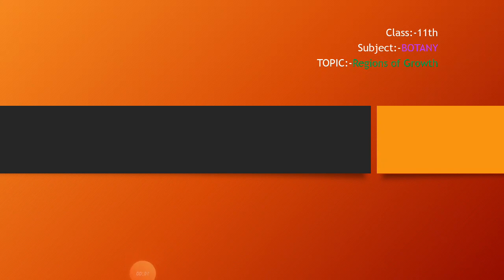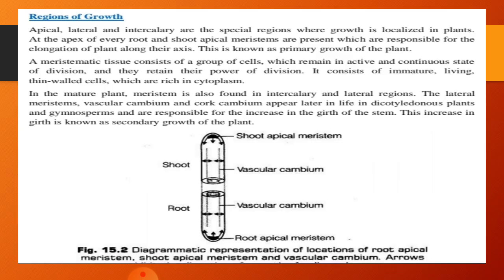11th class, our today's topic of botany is regions of growth. Dear students, as you know, we have dealt lastly with growth and development. You know what growth is; we have defined it already. Growth is the irreversible and permanent increase in the size of a living organism. Growth and development occurs in certain regions, and that is our topic, regions of growth.